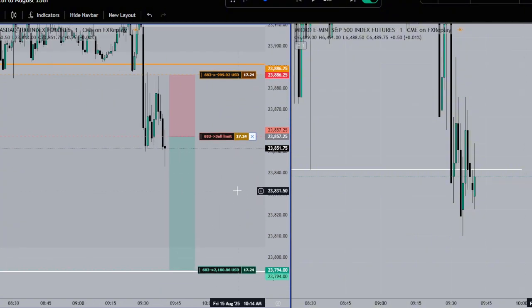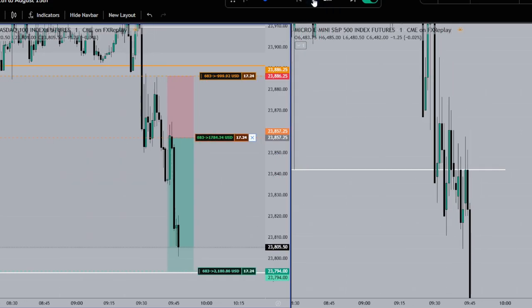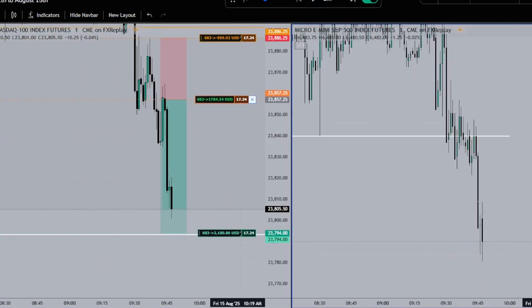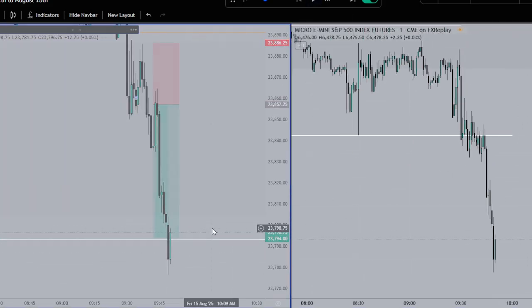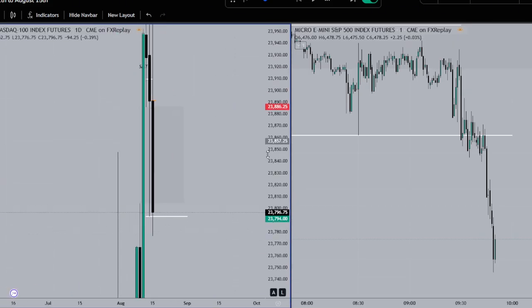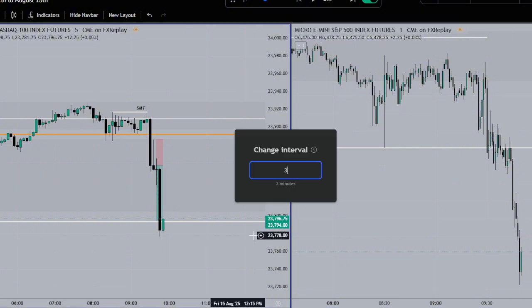It's not a bad setup. It makes sense to me. So let's see if we get tapped in. We get tapped in. Okay, so we had the right draw on liquidity. Let's see. Okay, so we actually do sweep out previous day low. Okay, that's good. So that trade also did play out as well.